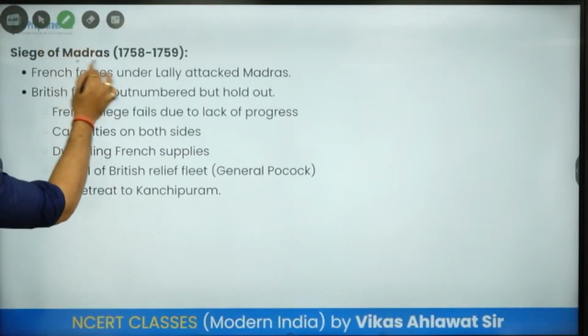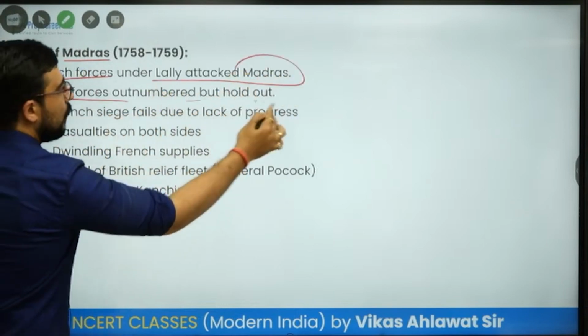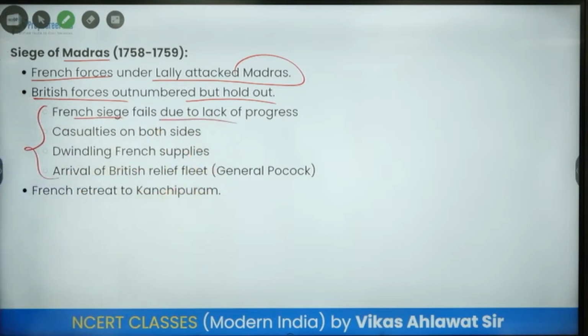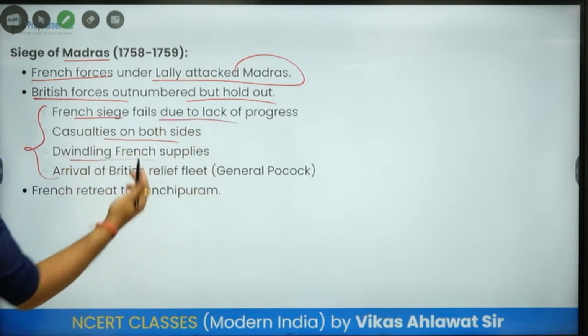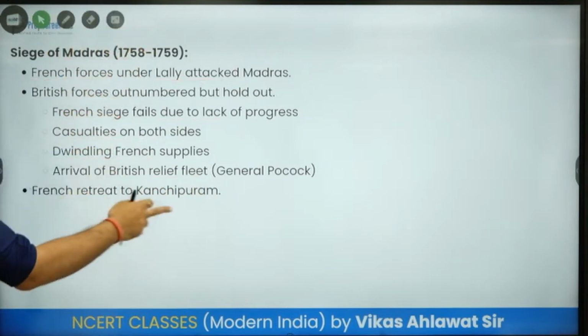The siege of Madras: the French forces attacked Madras. The British forces, though outnumbered, held out. The French siege failed due to lack of progress, casualties on both sides, and then finally even the arrival of the British general Pocock, and the French finally retreated to Kanchipuram.